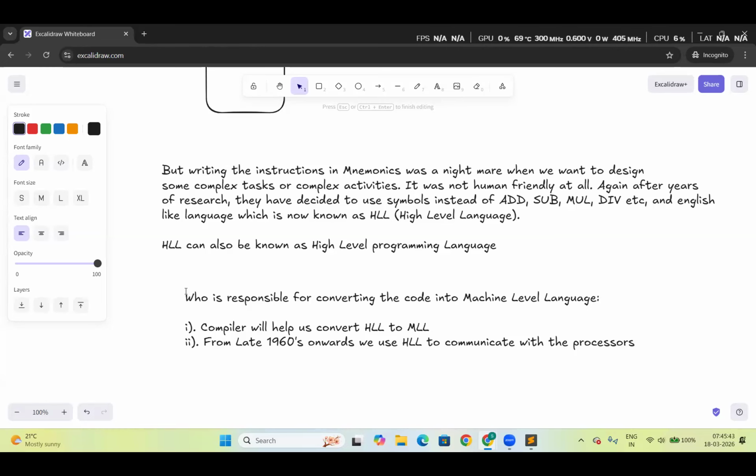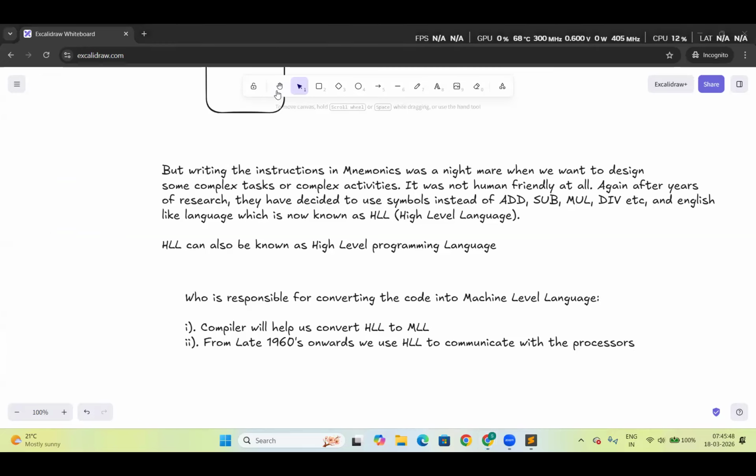Okay. Now you might wonder, Rahul, you told me about semiconductors. You told me about passing the instructions to the programming language in a very neat manner. Now the concept here is, just a moment.